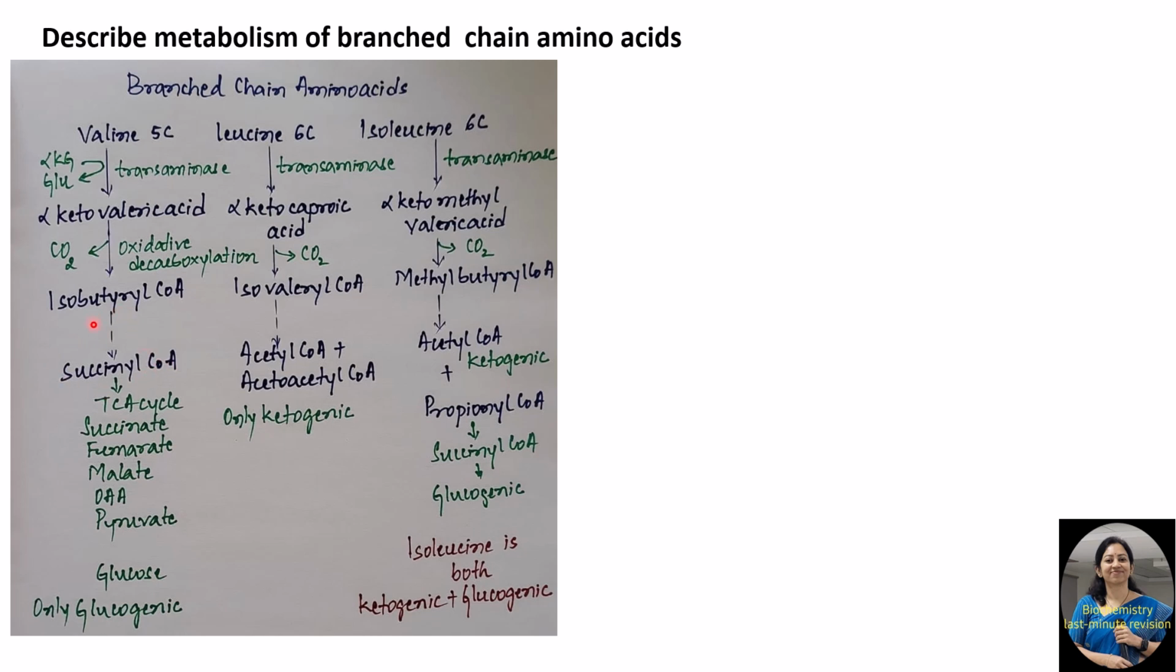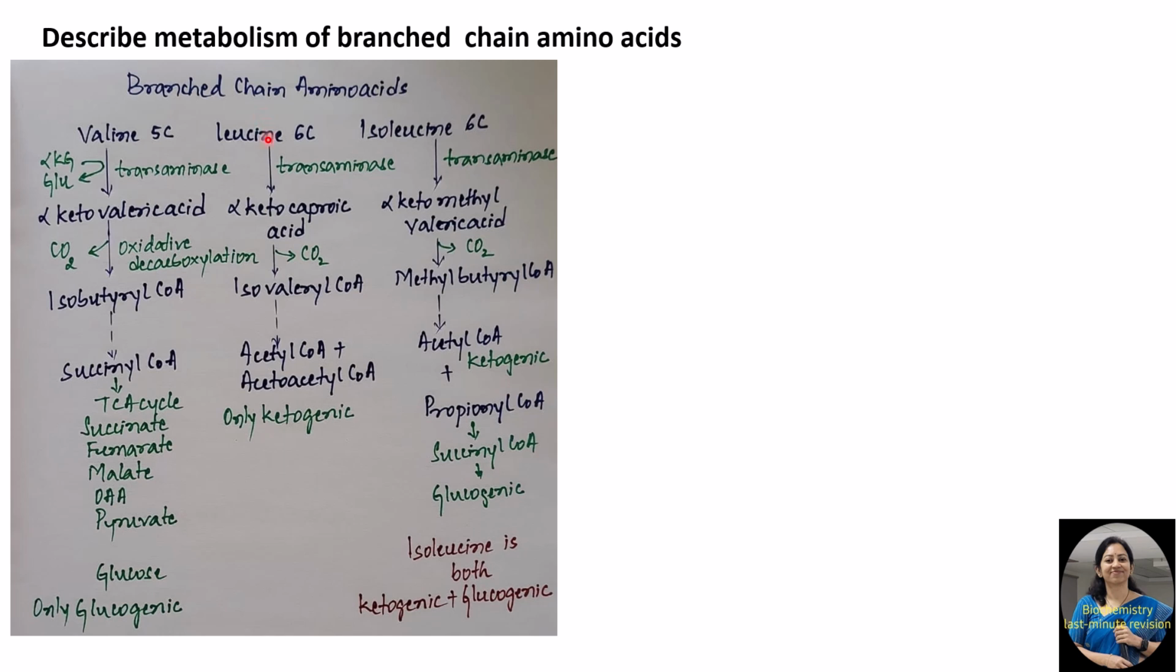So subsequently, by a series of reactions, this valine finally ends up with formation of succinyl CoA. So very difficult to remember all these intermediate steps. So in exam, you can skip these steps and you can directly write succinyl CoA. And as you all know, succinyl CoA enters TCA cycle, gets converted to succinate, fumarate, malate, oxaloacetate, pyruvate, and pyruvate gets converted to glucose by gluconeogenesis.